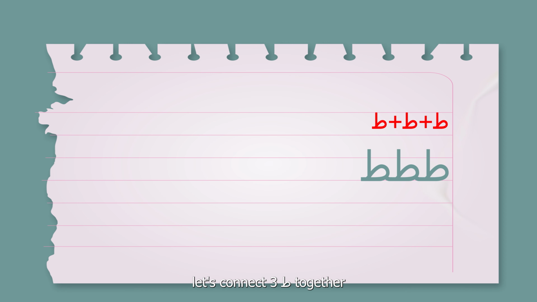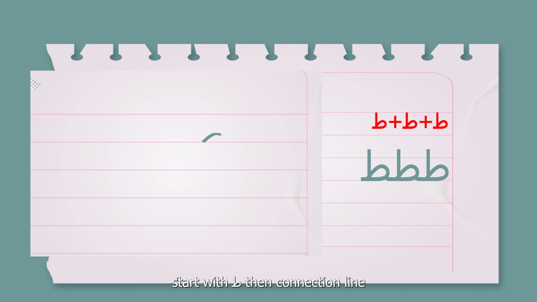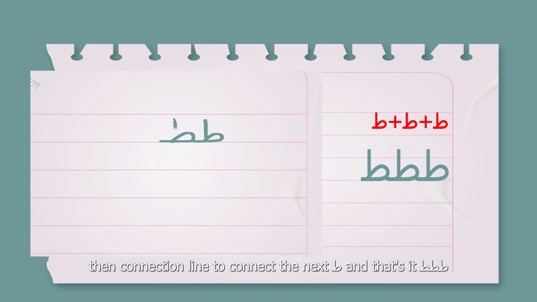Let's connect three ta letters together. Start with ta, then a connection line. Another ta starts from the connection line, then a connection line to connect the next ta, and that's it. Ta, ta, ta. The letter va.